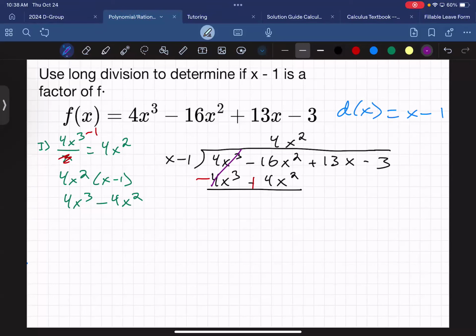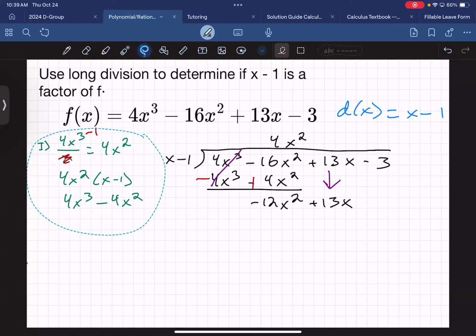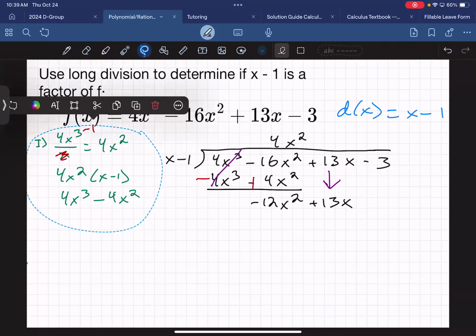But now we have to make sure to deal with the rest of that, right? So we're going to have what, negative 12x squared? And what do I do now? You bring down the 13. All right, so we have to continue the division until we get through the entire polynomial, right? So this is where we say, hey, I can bring down my next term and do the whole process again. So this was step 1. Probably going to have to do this possibly 3 times.